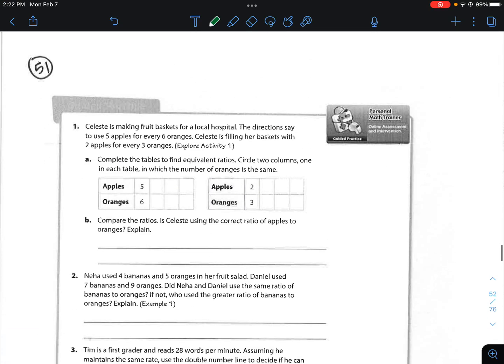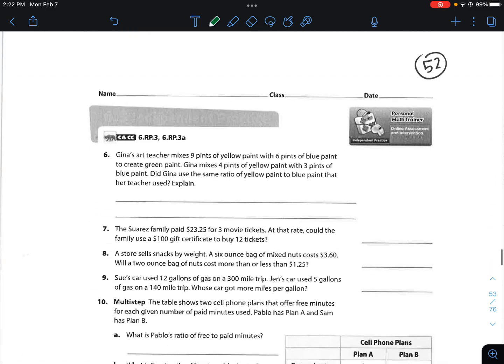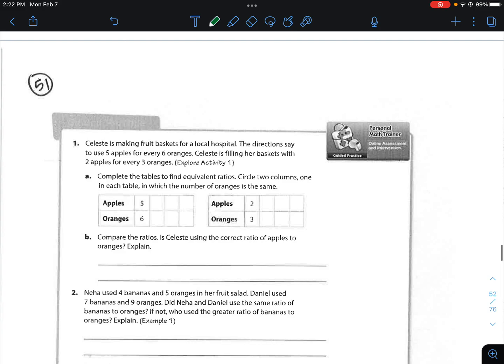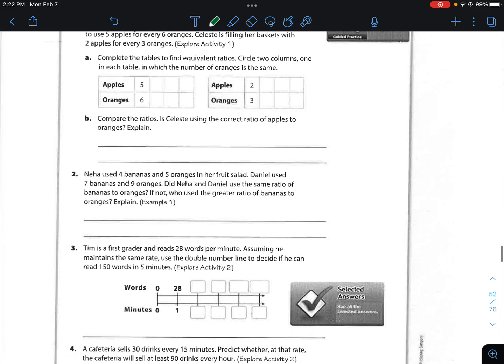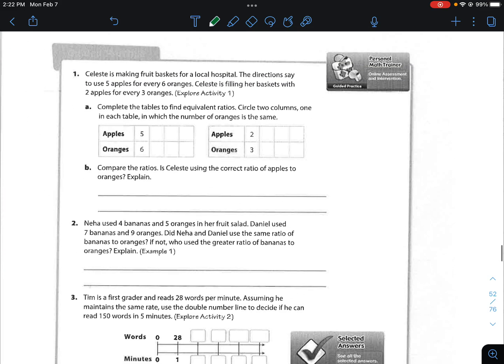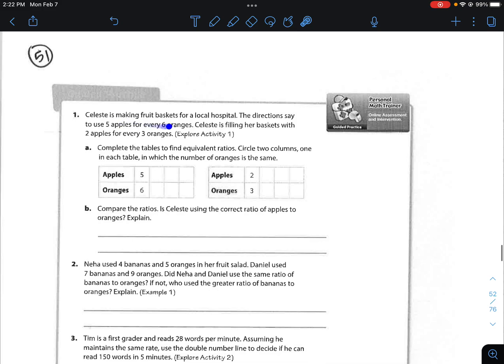All right, let's get started on textbook page 164, 165, and 166. I'm going to go over a couple of the trickier questions. And so let's begin. For many of these questions, you're just filling out tables or double number lines.